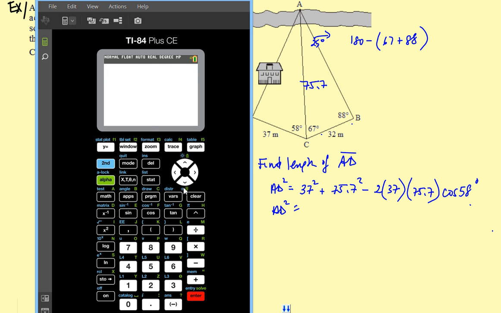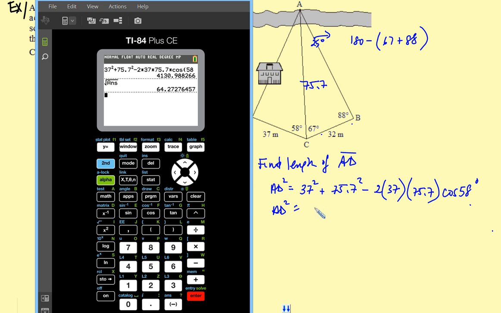Oh, I forgot the square. I didn't get 75.7 squared there. Let's try it again. 37 squared plus 75.7 squared, there we go, minus 2 times 37 times 75.7 times the cosine of 58, enter. It's 4,130, and when I take the square root of that, I get 64.3.